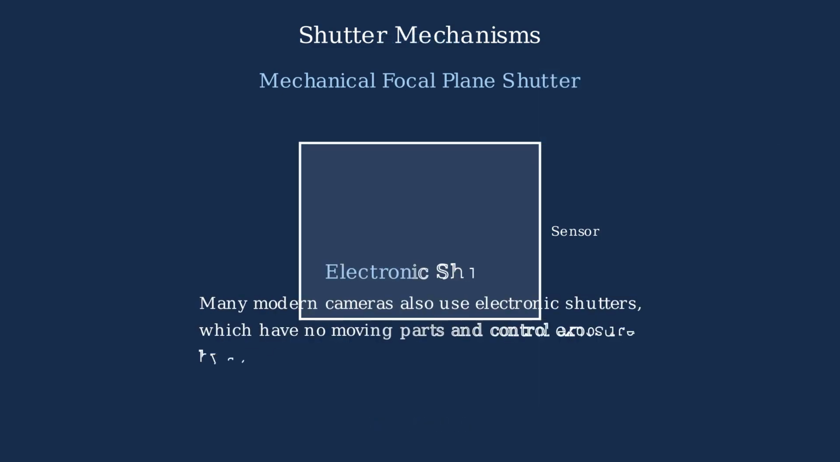Many modern cameras also use electronic shutters, which have no moving parts. Instead, they control exposure by electronically activating and deactivating the sensor pixels. Understanding shutter speed is crucial for capturing the right amount of motion in your photographs.